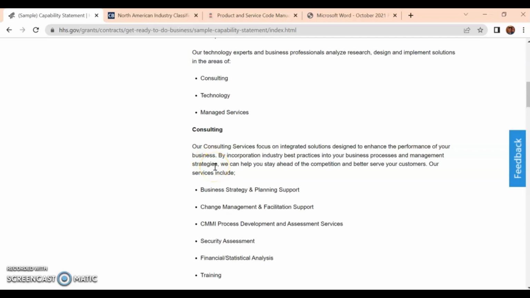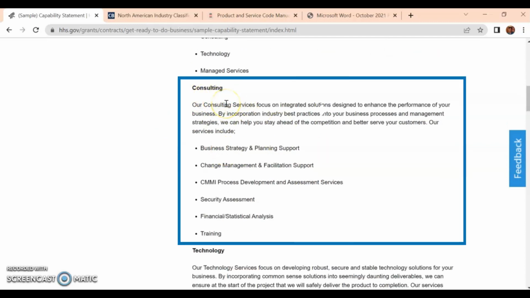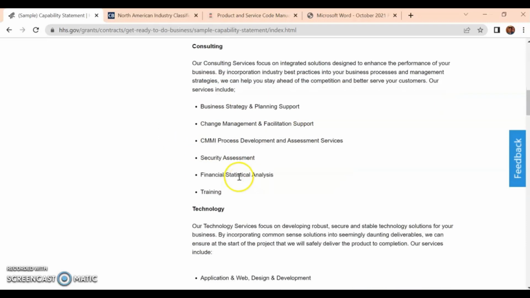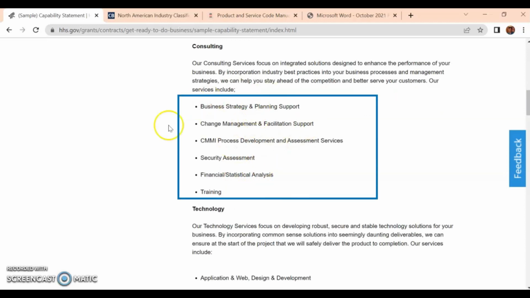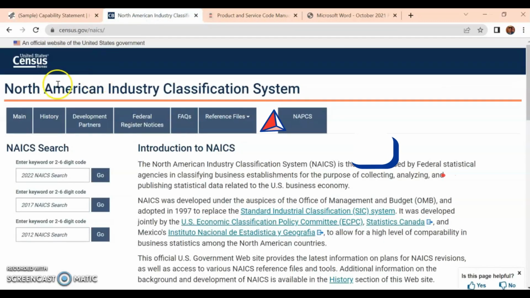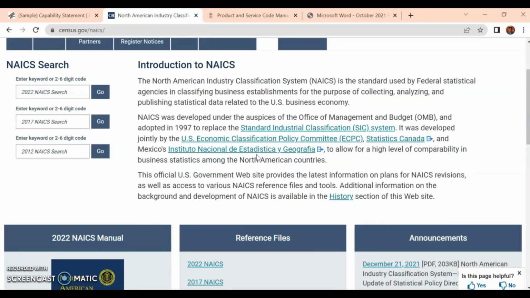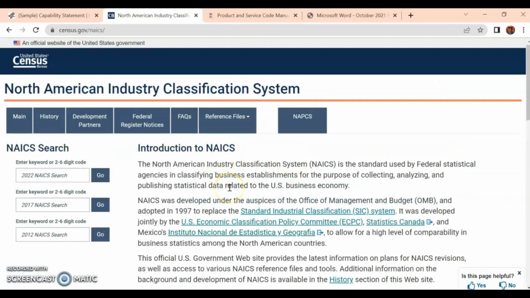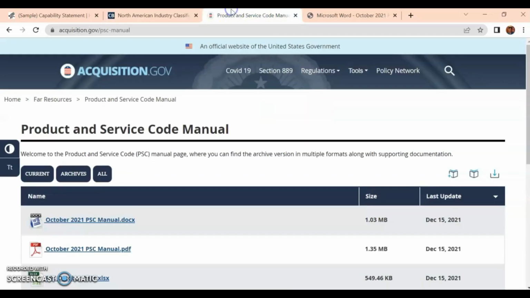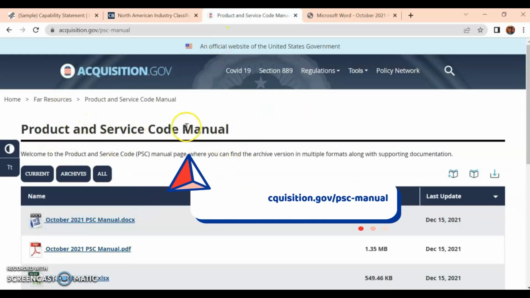Then the next thing we want to talk about is the consulting, right? If you decided to put consulting, you see how they gave a brief overview of what they provide, and then the services include. Giving all that information helps them to identify you. Now I want to take it another step further. These should be the NAICS codes, the North American Industry Classification codes. These are the codes that we use to identify agencies, what they are, and the industry they're in. So if you're in consulting, management consulting, marketing consulting, what is your service? And then to take it a next step further, you would look into the product service code.